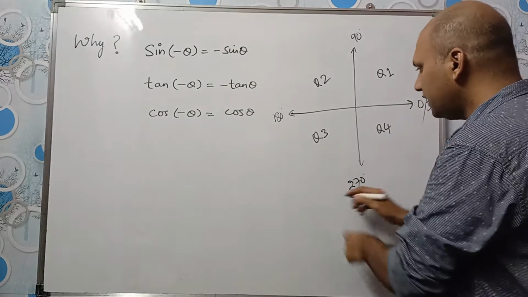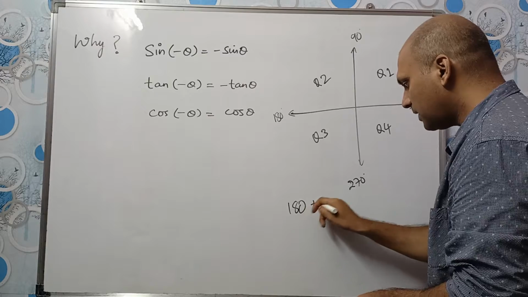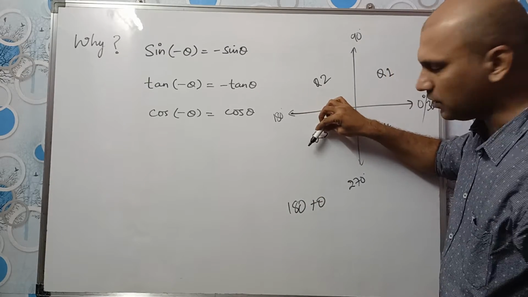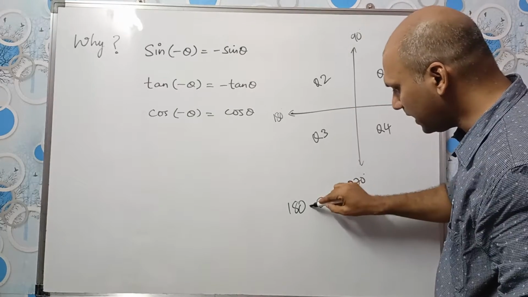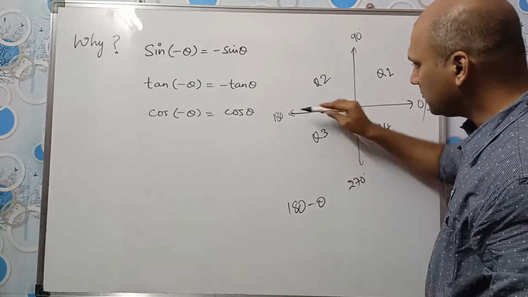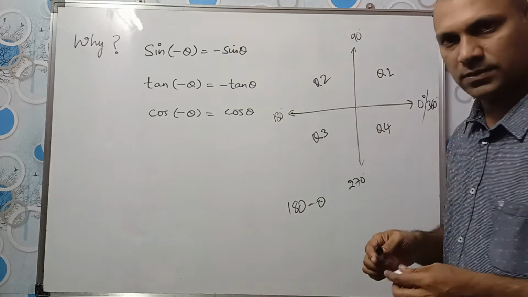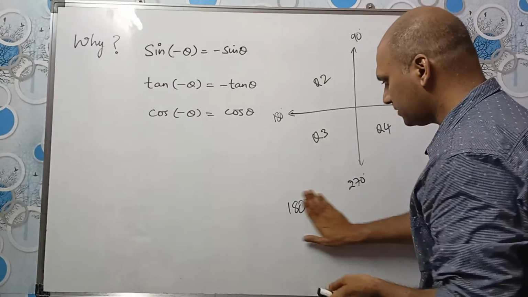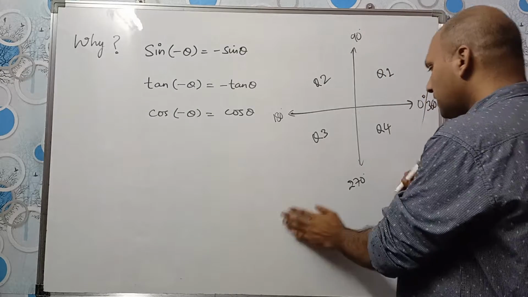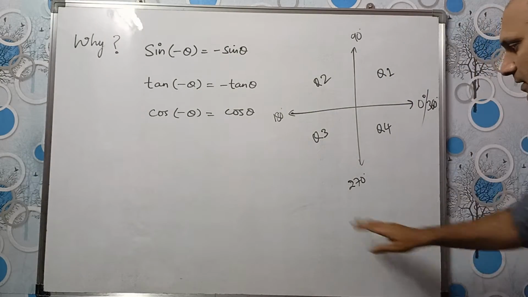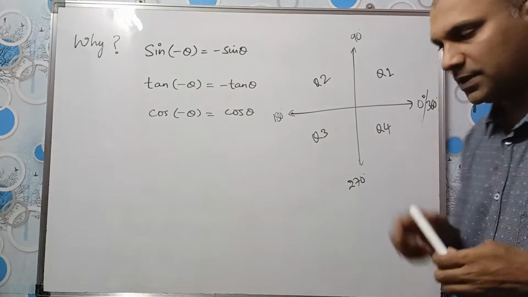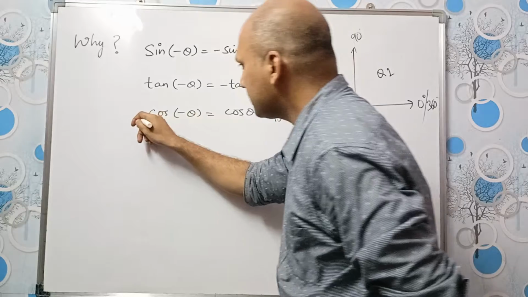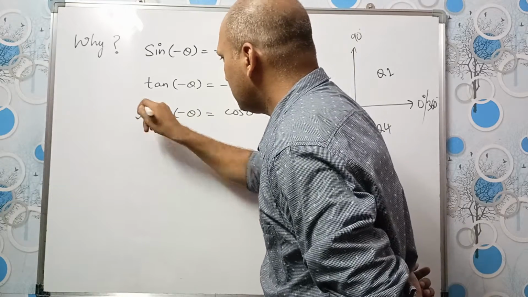Similarly, for 180 plus theta, 180 is here, plus theta will come here in the third quadrant. If it is 180 minus theta, this will be in the second quadrant. So plus means here and minus means this side. Same thing for 270, same thing for 360, and same thing for 0 also. So let us first learn about this.